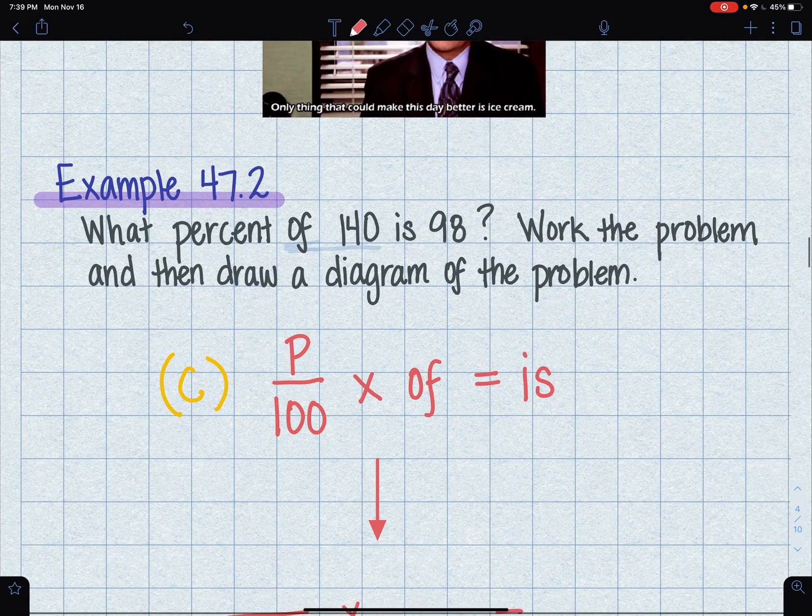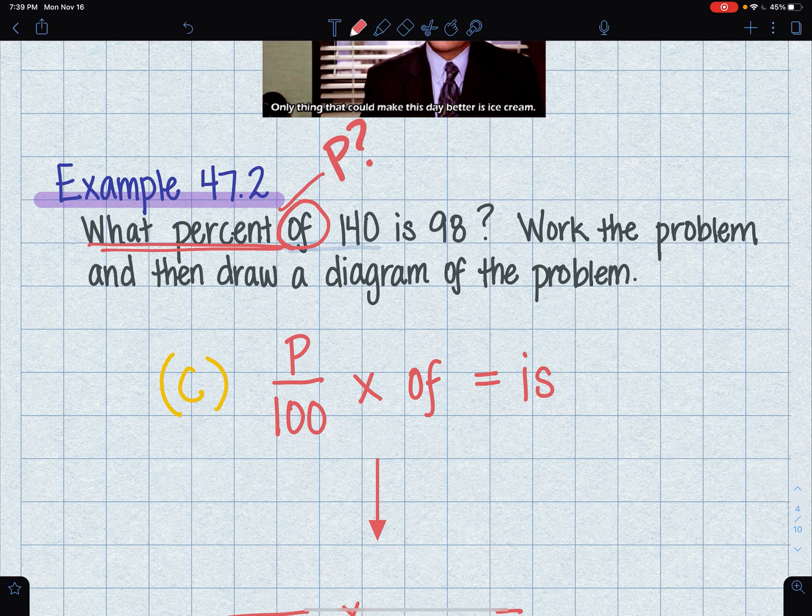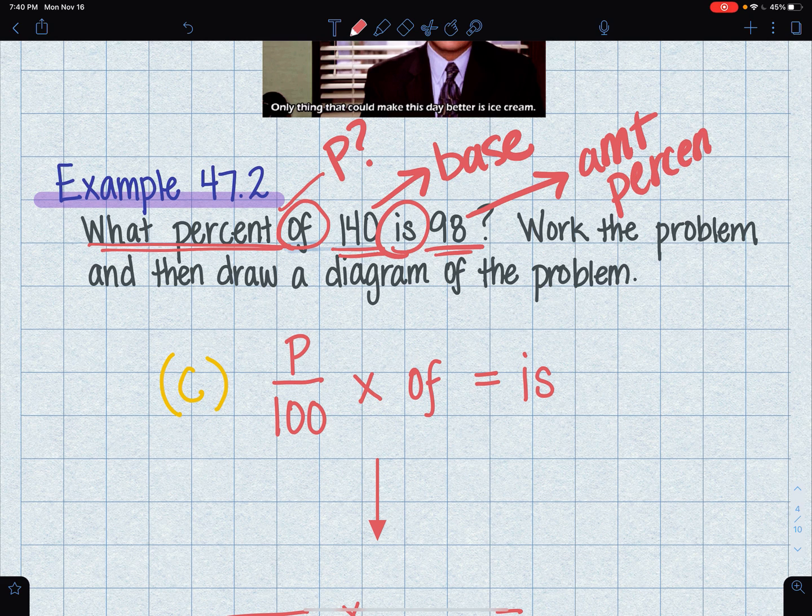All right, let's go on and do 47.2. So this one is also pretty fun because it says what percent. So this time they're doing a variation. They want us to figure out what is P. So P is the unknown. What percent of, this is a key word because this is telling you that the number after it is going to be the base. Is 98. So is also a key word because they're saying that the number that comes right after that is going to be your amount or your percentage.